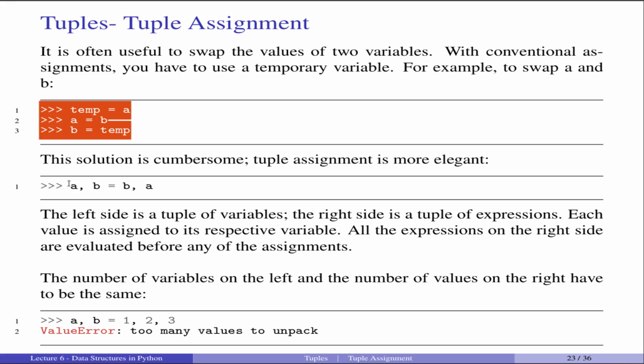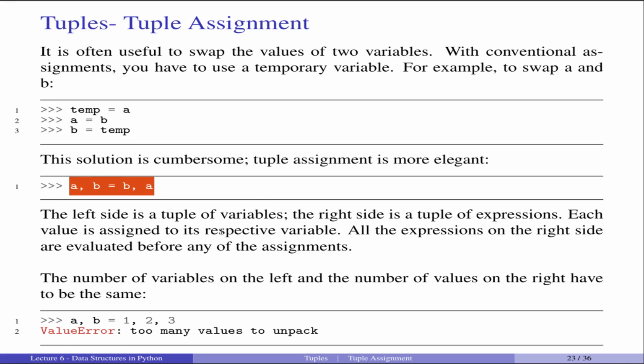We can very easily write a, b equals b, a. This is a tuple assignment because we are trying to assign two values here, which is a tuple, right? So the interesting thing here is that the left hand side a, b is a tuple, whereas b, a is a tuple of expressions. The left one is a tuple of variables, the right one is a tuple of expressions. So it will first determine what's the value of b and what's the value of a, then assign those values to a and b correspondingly, which will give me swapped values for a and b.